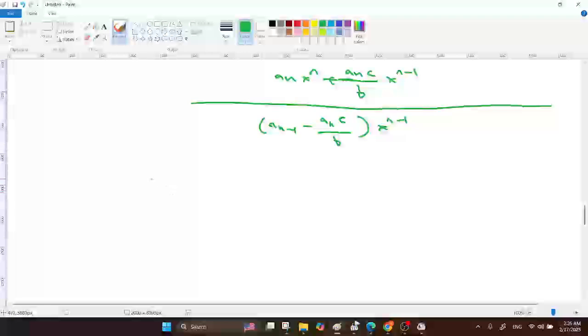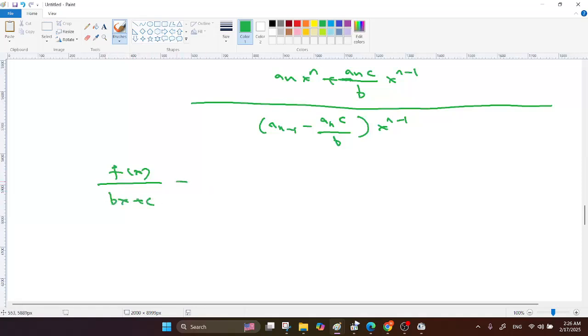Let me show you how to fix it. If you insist on using synthetic division, let me show you. F of x over bx plus c, right? Take b as common factor. You have 1 over b times f of x over x plus c over b. Okay. So now you can use synthetic division if you want to use it.